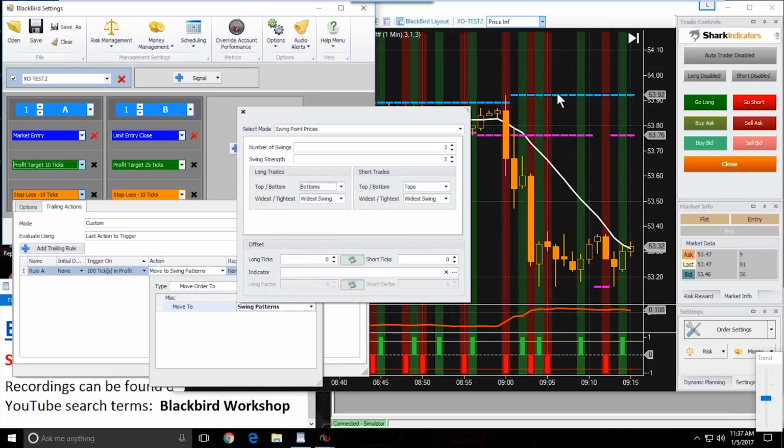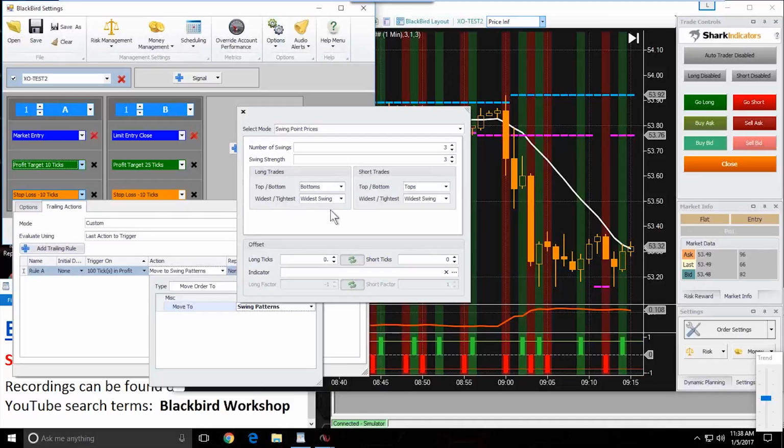So what you see on the chart, the blue and the magenta, those are using the widest plots there. So the way this is set up now, with a long trade, my stop loss would be moved to the magenta line down here, the bottom swing point. If I wanted to, I could set a tick offset, so I could set it one tick below the swing point.